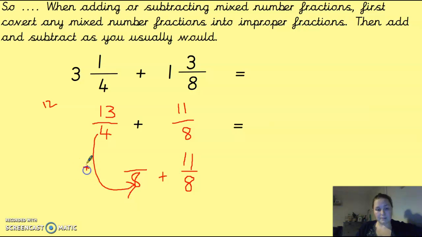4 times 2. So I have to do the same to the top. 13 times 2 is 26. Okay, so then now they're both over 8, I'm going to have no problem adding them. 26 add 11 is 37. So 37 over 8. Now, what we need to do really is convert that improper fraction back into a mixed number. So I'm going to show you how to do that next.